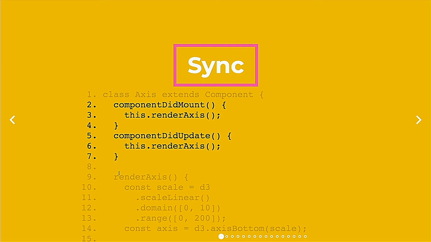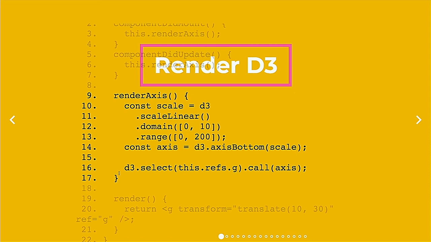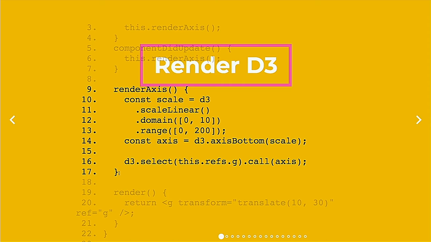The way this works is you make, again, a class-based component called Axes. In componentDidMount and componentDidUpdate, this is different from before where we were calling our D3 code in componentWillMount and componentWillUpdate. We now do it after it's already updated in the DOM. And in our renderAxes function, you just call the normal D3 code. This, again, is a little bit of spaghetti soup, but it creates an axis, it creates a scale, says that it's going to be linear, go from 0 to 10, render from 0 to 200, and then renders it into the anchor element, which we get from refs.